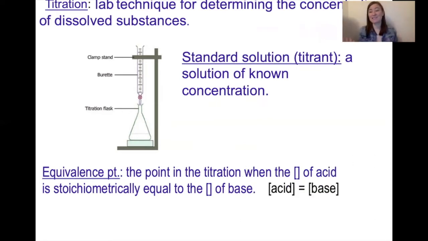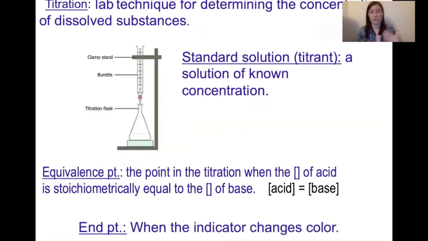And that's your signifier that you've reached the equivalence point or the end point, which is when the indicator changes color. So ideally, the equivalence point and the end point should be the same, right? You should have an indicator that changes color when the concentration of the acid equals the concentration of the base. In practice, those are actually usually not identical because most of the indicators that we use don't actually change color at a pH of exactly 7. And so you can select an indicator that's going to change color near that pH, but it's usually not exactly at that pH. And so when you end your titration, you're pretty close to the equivalence point, but you're actually not exactly at the equivalence point.